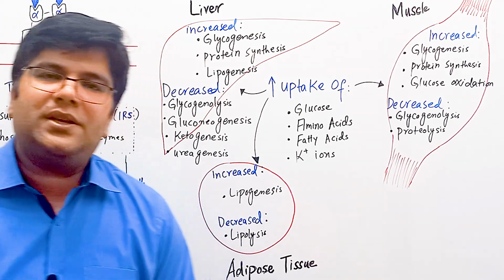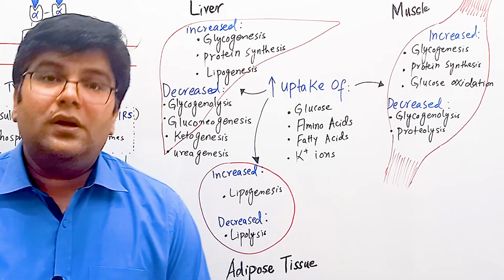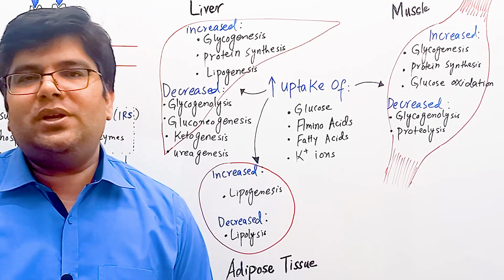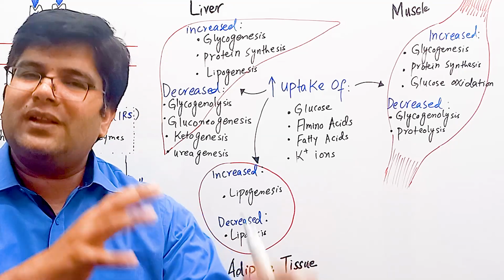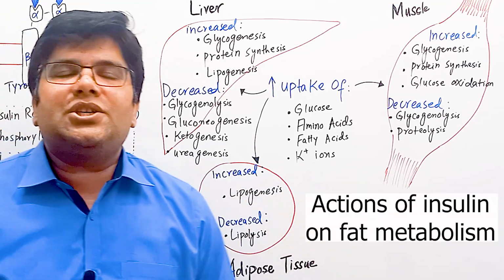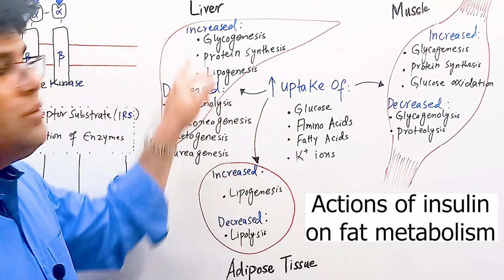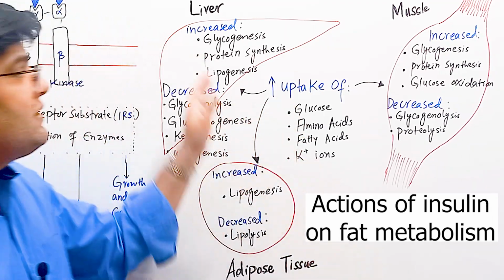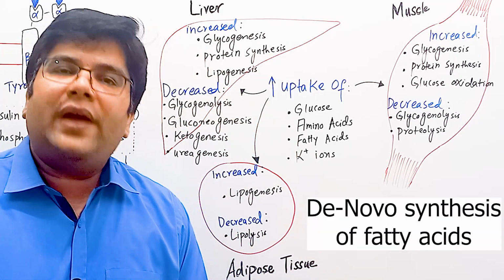In case of diabetes mellitus, when there is less action of insulin, there will be more protein breakdown, and people with poorly controlled diabetes will have protein breakdown, and gradually the size of their muscles and their bulk will decrease. Now let's talk about the actions of insulin on fat metabolism. Insulin increases the entry of glucose into the liver cells, and this glucose in the liver cells, if it is extra, is converted into fatty acids.